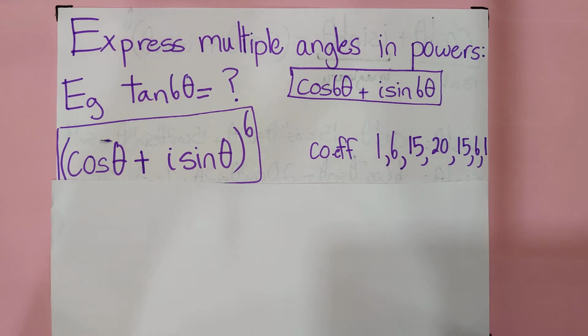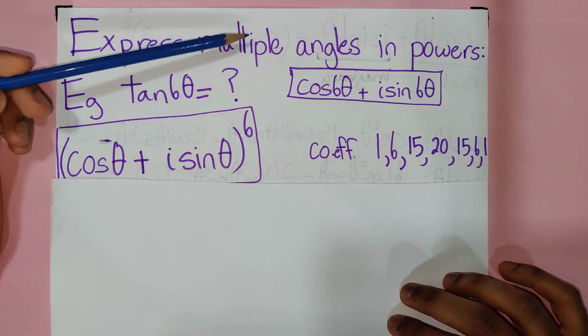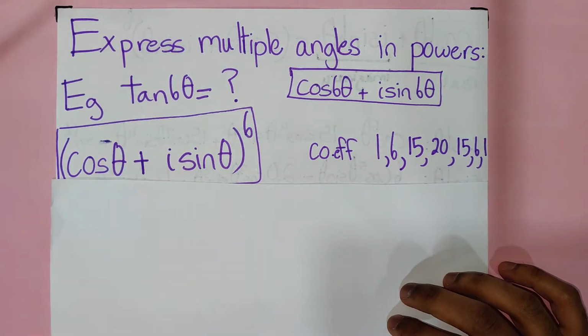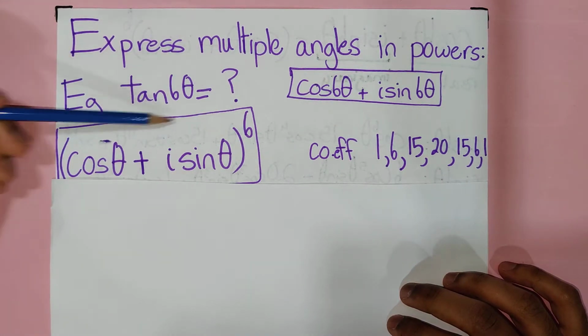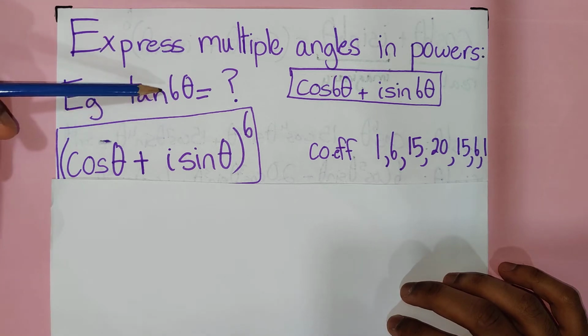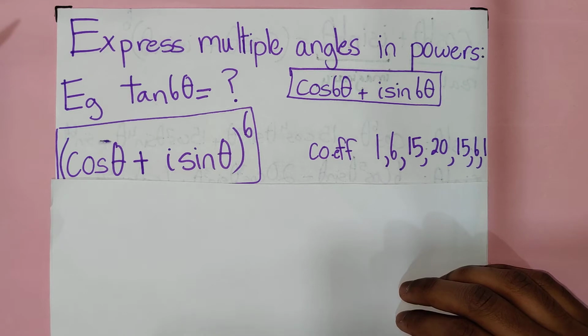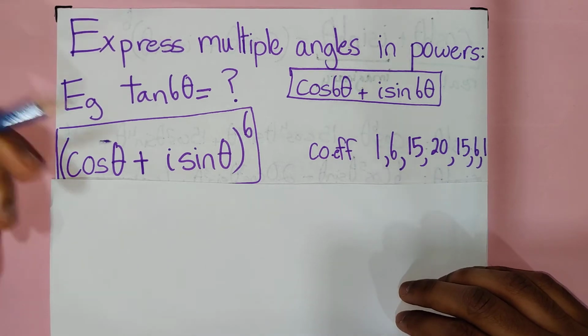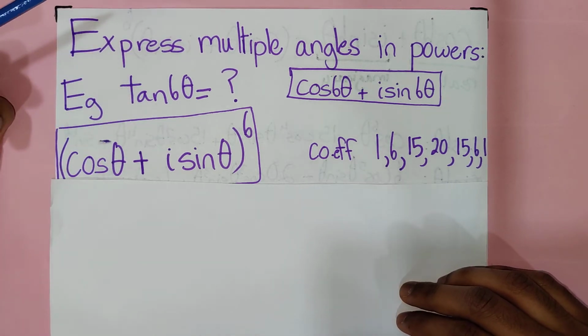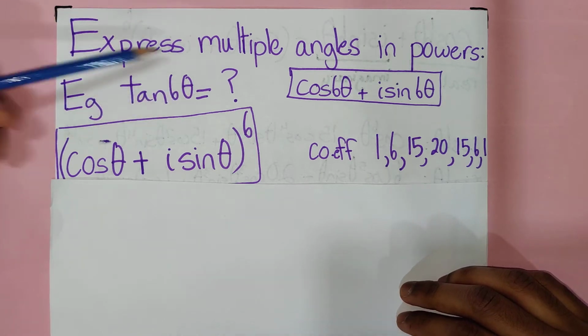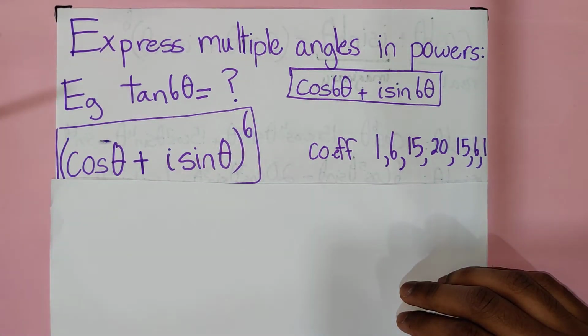So now that we understand Pascal's triangle, we can move on to the second application of De Moivre's theorem, which is expressing multiple angle trigs in powers. So for example, if you had to represent tan 6θ in powers, that would be, for example, let's say 3tan² + 4tan³ + 5tan⁷, who knows? We need to find out what it is in terms of powers.